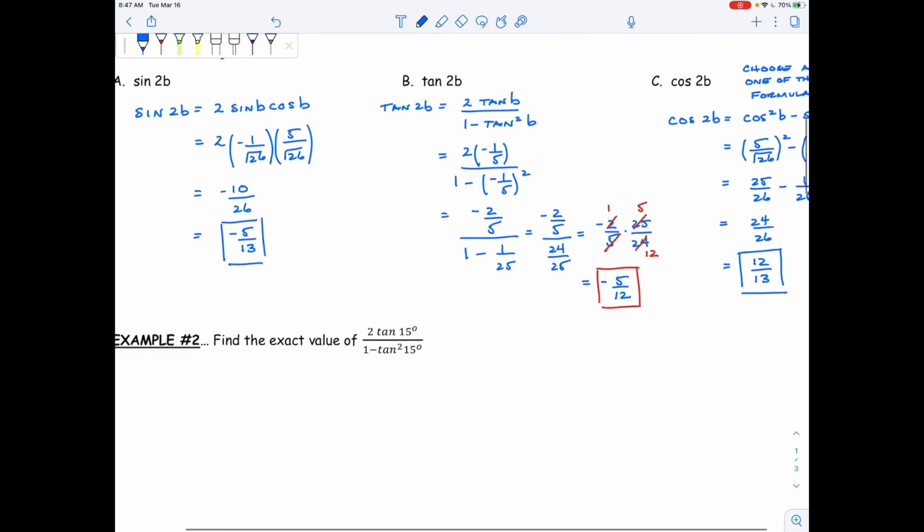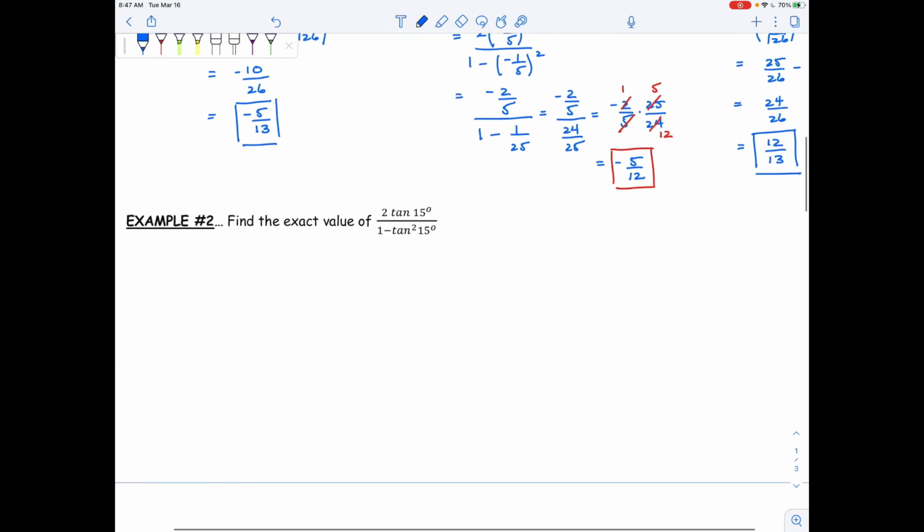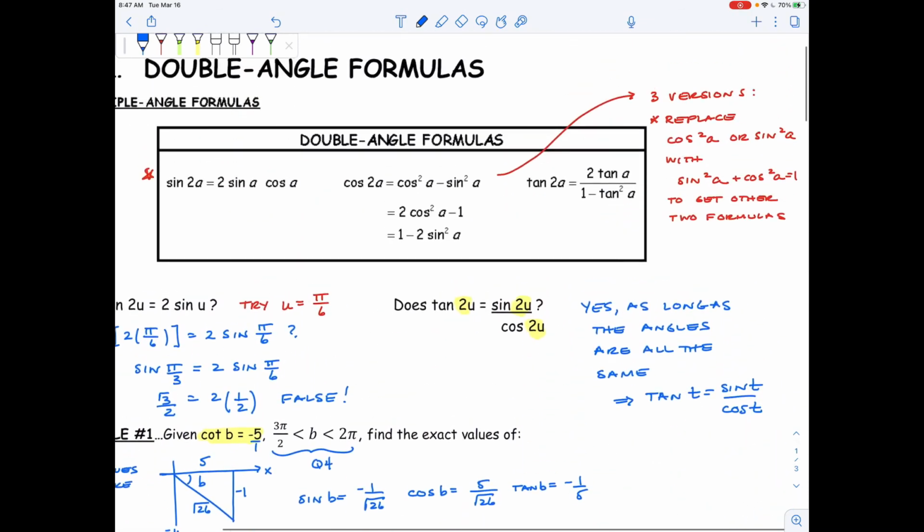So if we take a look at example 2, we've got a question that asks us to find the exact value of 2 tan 15 degrees divided by 1 minus tan squared 15 degrees. Doesn't look like anything that we've done before. 15 degrees is not even one of our common unit circle angles. So this is about really getting to know the formulas and recognizing a connection between what you see there and above in your box for tangent.